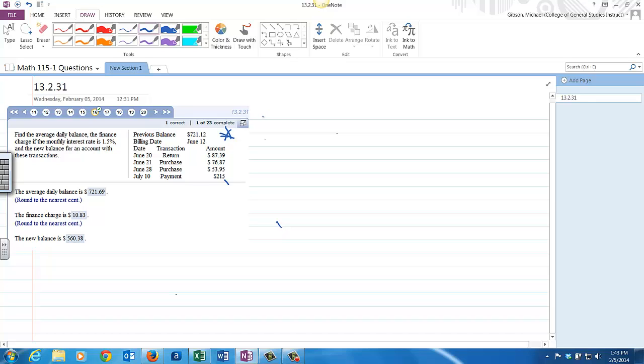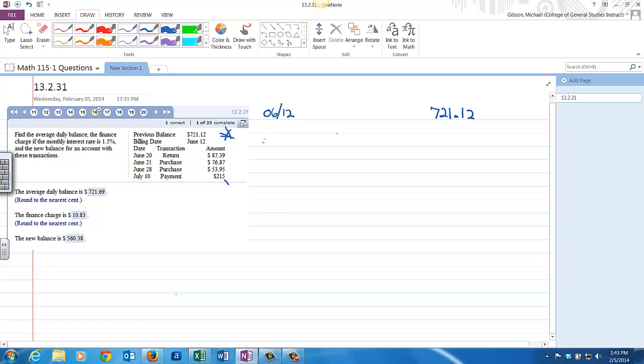So the billing date, it says right here, is June 12th. So the first day that we start is June 12th, and the previous balance is 721.12. Now notice we're starting in June, so we'll follow that along. That'll matter later, because we're going to have to remember how many days are in June. All right, we'll get to that.